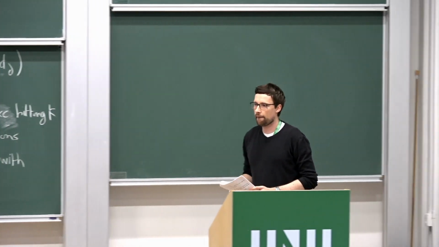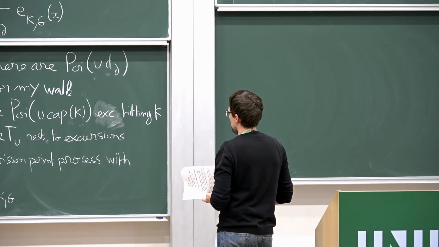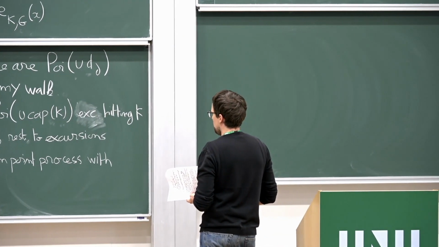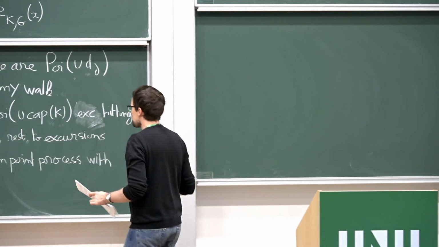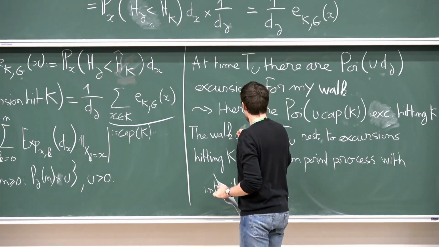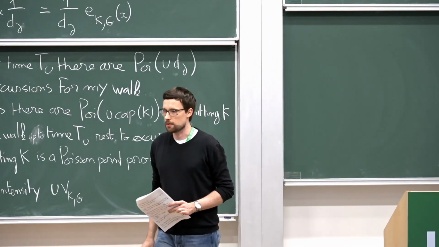I'm a bit confused. When you write the walk at time u, shouldn't it be the walk before time u? I mean, yeah, up to. Up to. And you start your walk where? On the boundary? On the boundary. Yeah. Okay, thank you.